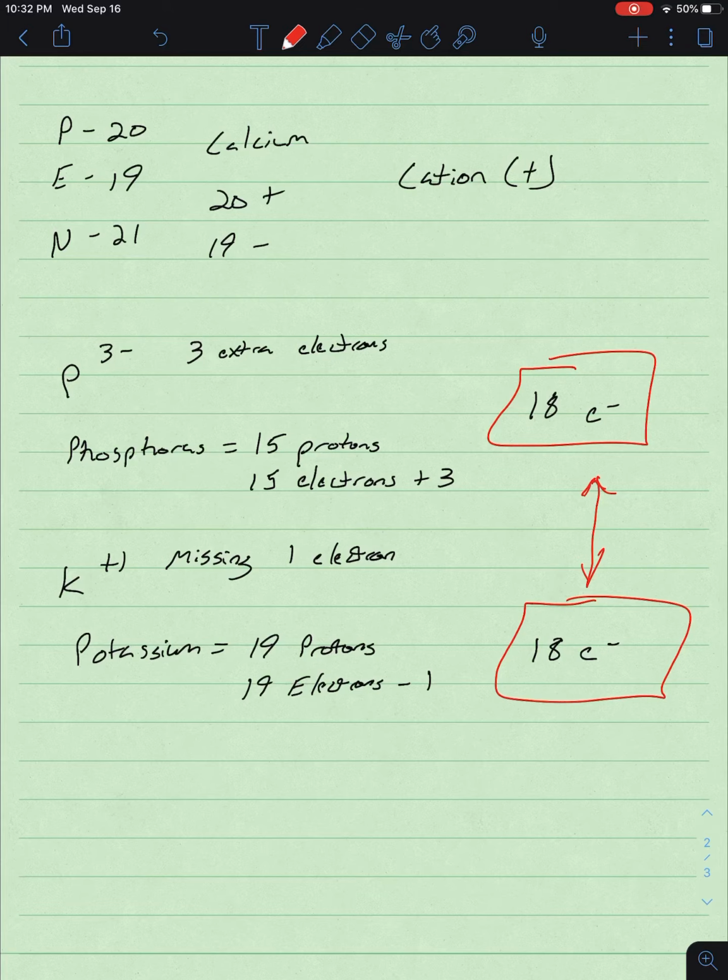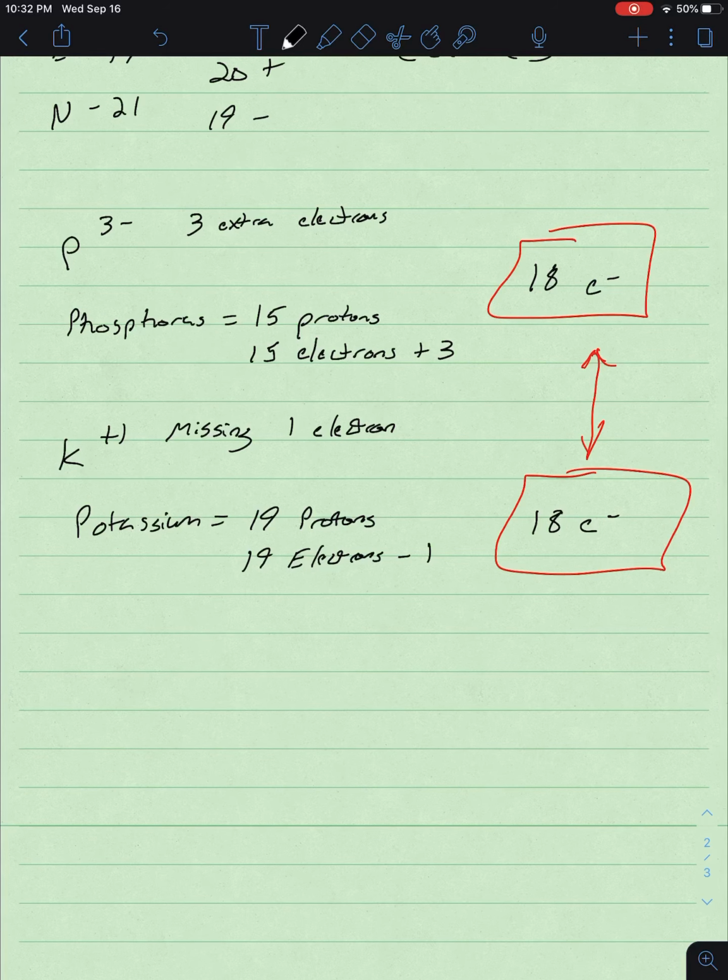Okay, so let's do another example. I have strontium 2+. If I look that up, strontium would have 38 protons. And in a neutral atom, it would have 38 electrons.